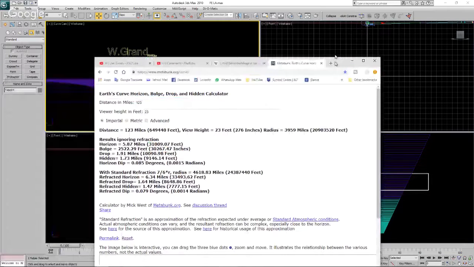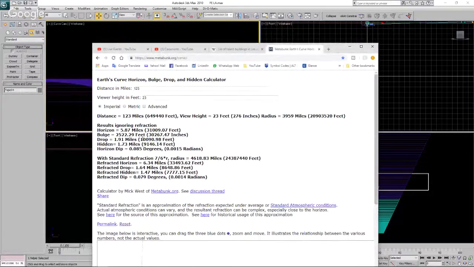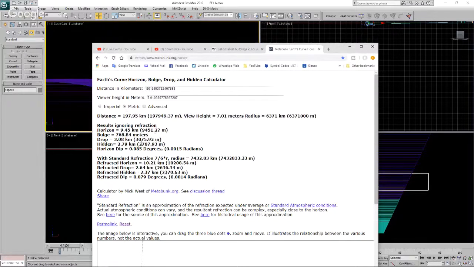Here's the drop. I'm going to change this over to meters. Here's the drop from that distance. It doesn't matter what height you are to get drop, because that's not how drop is measured. Drop is measured as a tangent from the surface. So I could put in 500 miles or 500 meters in the air and the drop does not change.